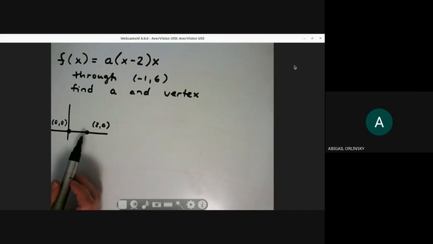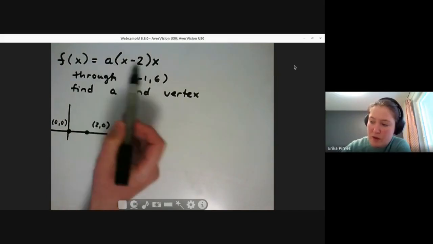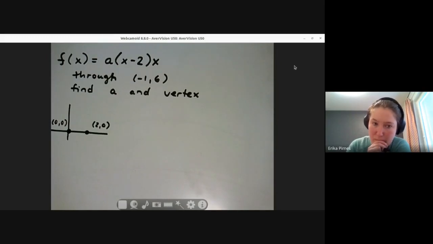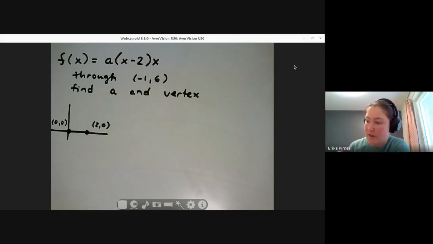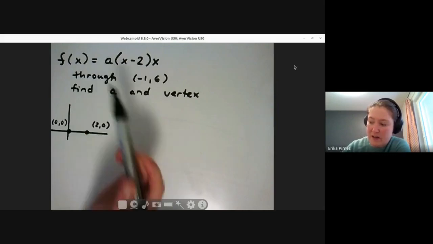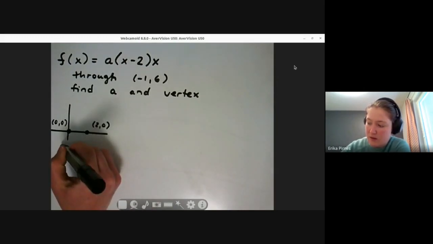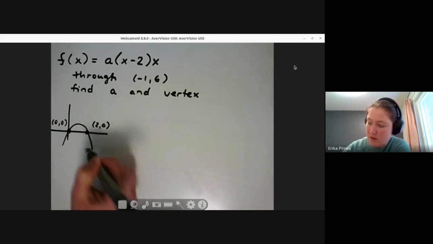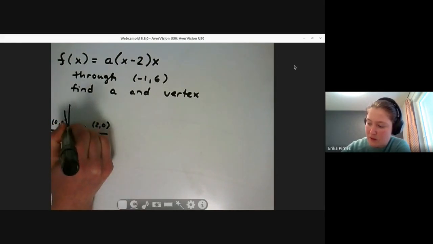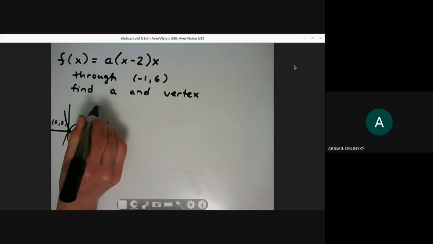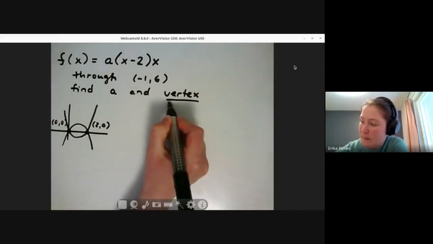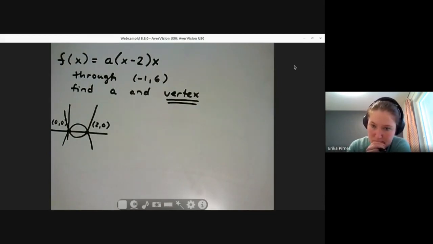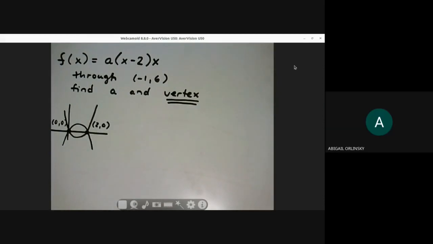Wait, what did you say? Sorry. So what is the shape of a quadratic? The general shape. Like a parabola? Yeah. So now we don't know what a is, so it could be this way, or it could be that way. Right. But what do we know about the vertex now?